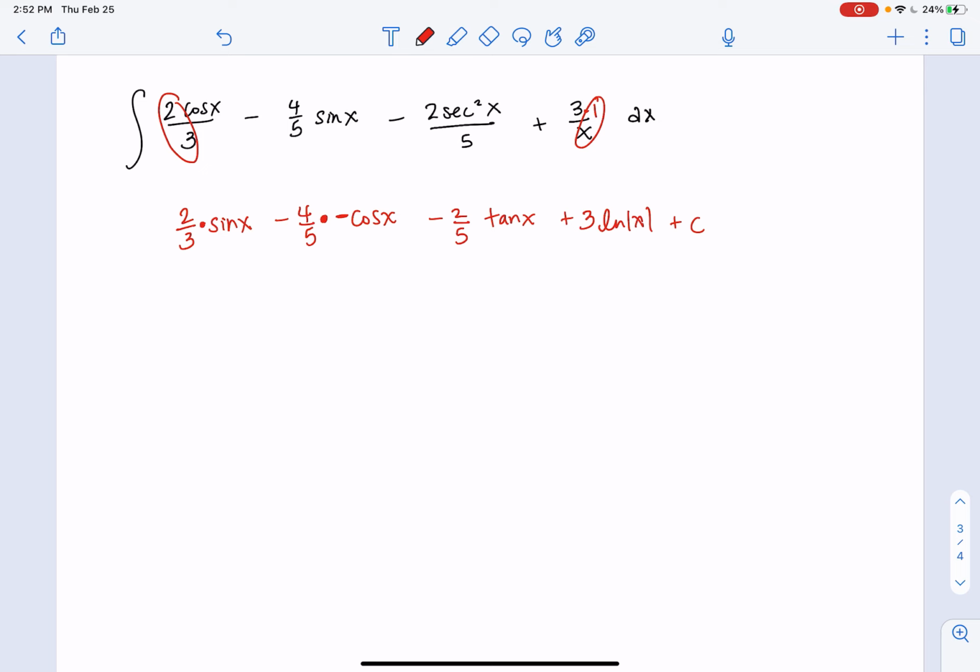The only thing I need to do to simplify here is this negative times the negative. So I'm not going to rewrite everything. I'll just make a note that that should be a plus 4/5 cosine x, and everything else stays the same. All right. Let's do a couple more problems, and then we'll wrap it up for this lesson.